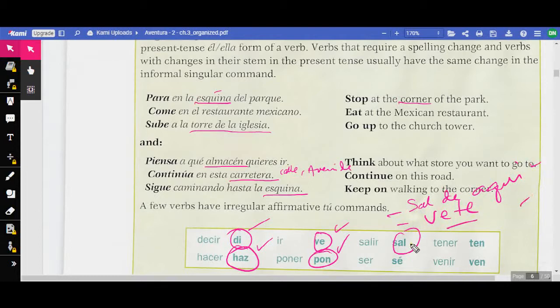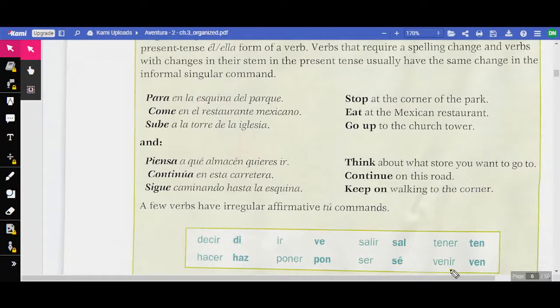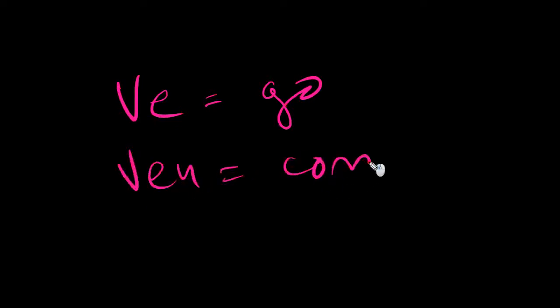These two are also part of the vocabulary that I want you to consider. Sé is to be, sé fuerte, be strong. Tener, ten, ten fe, when you say ten fe, or ven acá. So, ven, which is the venir, and ve, which is the ir. So look at the difference between these two, ven and ve. Ve is go, and ven is come.